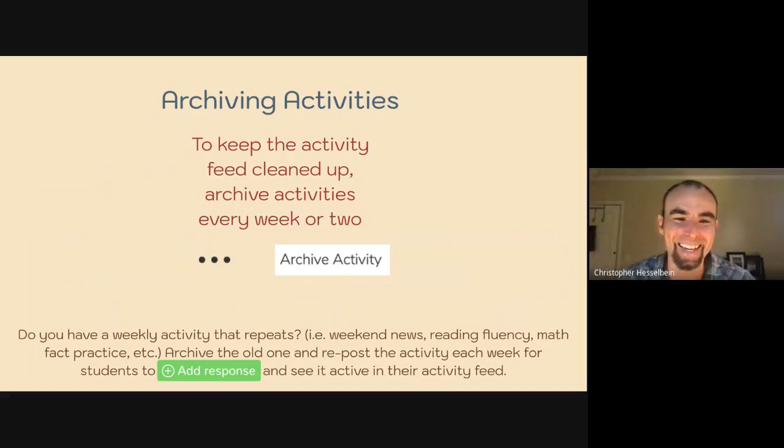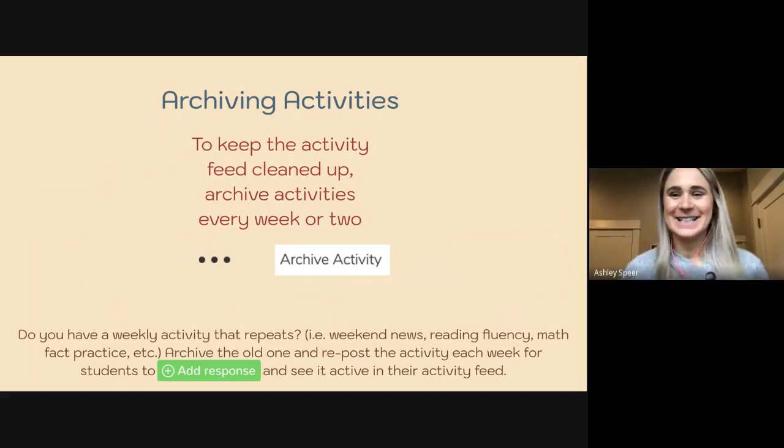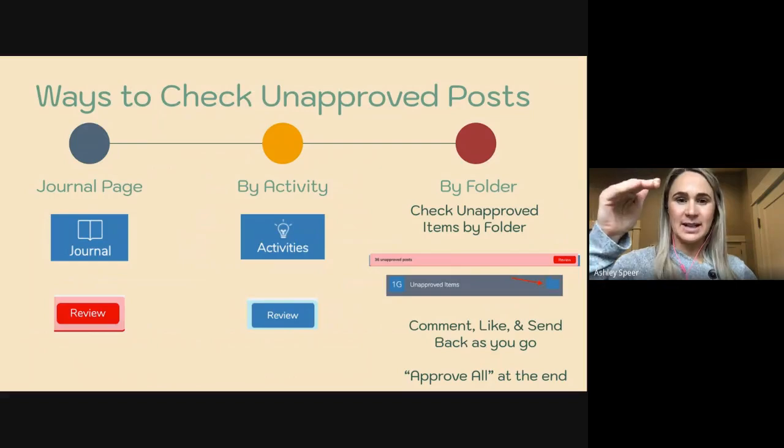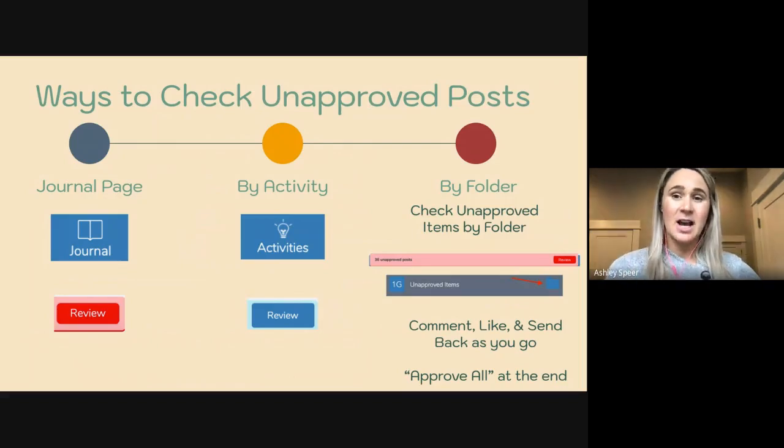Okay, so then another way to stay organized is thinking about ways to check unapproved posts. You can always go to the journal page and say review, and then go through, and that's any post, and it's by time. So the most recently submitted is at the top and going down to the bottom. You could always review and check unapproved posts by the activity. I find that it takes longer to click through them. But if you're really wanting to respond on the activity, then that might be the best way.